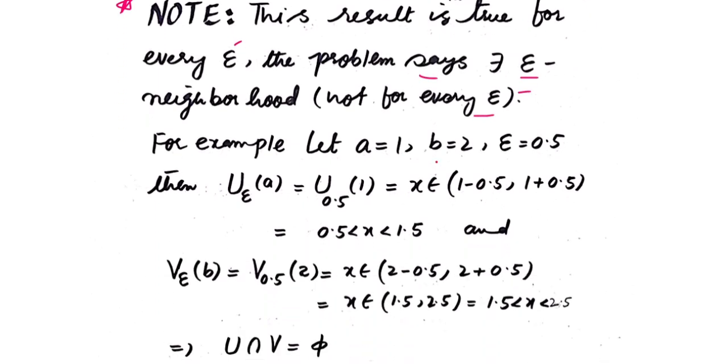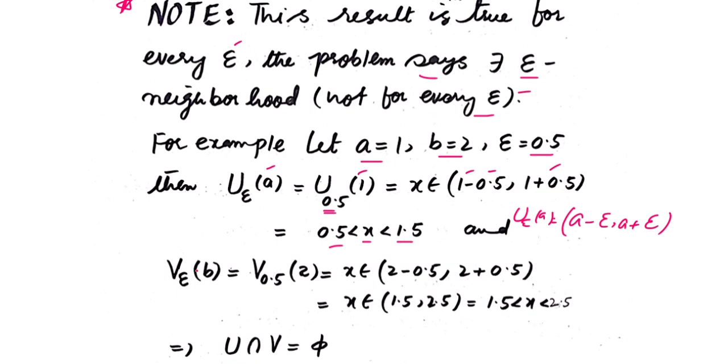For example, let a equal 1, b equal 2 and epsilon equal 0.5. Now if you find the epsilon neighborhood of a, which is 1, with epsilon 0.5, the epsilon neighborhood of a is the open interval a minus epsilon to a plus epsilon. This is U epsilon of a. Now substituting the values, a is 1 and epsilon is 0.5, this becomes 1 minus 0.5 and 1 plus 0.5. This is equal to 0.5 less than x less than 1.5.